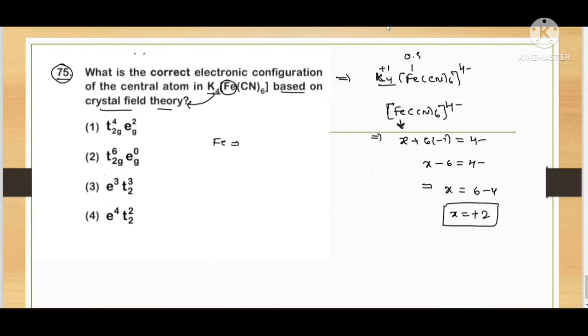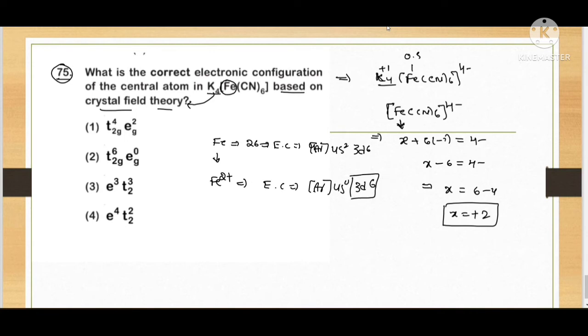You know that the atomic number of iron is 26. Its electronic configuration is [Ar] 4s2 3d6. Now let us write the electronic configuration in the Fe2+ oxidation state. Its electronic configuration becomes [Ar] 4s0 3d6.